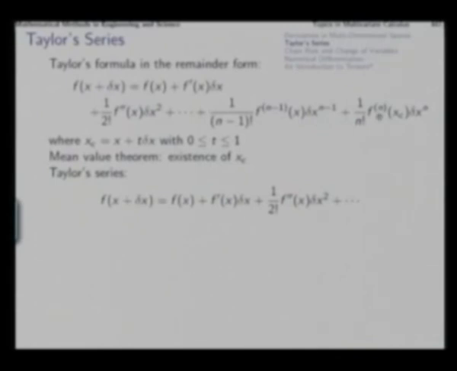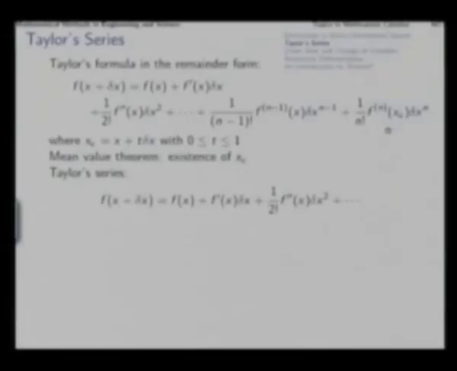Now, if there is a function which is infinite times differentiable, then this remainder term we can go on postponing, and we can have an infinite series, and that is this Taylor series. It goes on, right. This is for a scalar variable.